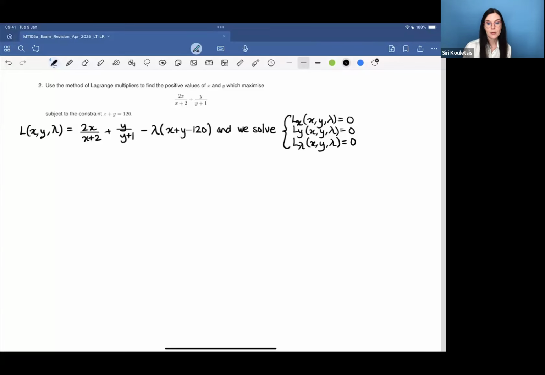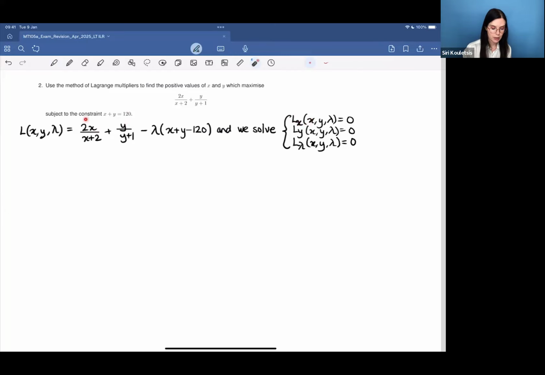And this is very nice to set up in the exam. Not only does it show the examiner that you know what you are doing, but it also tells you what you need to do, right? So this is very structured. And now we just need to start partially differentiating, and then we are going to solve this simultaneous system.